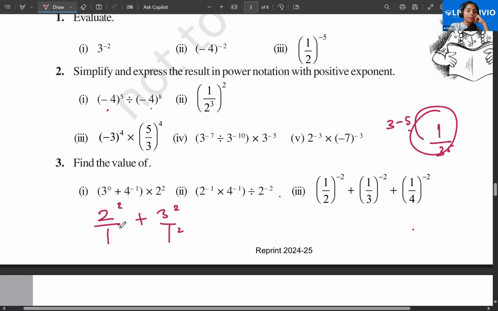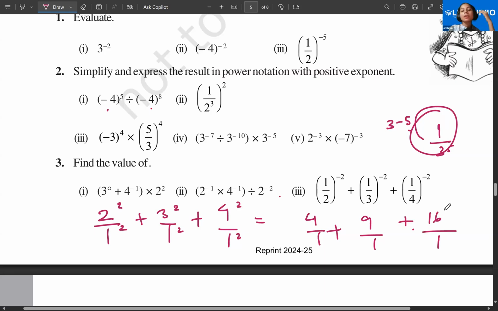And then plus 4 by 1 to the power of 2. Okay. So the answer to the power of 2, it's 4 by 1 plus 9 by 1 plus 16 by 1. Yes. So the answer is 29.